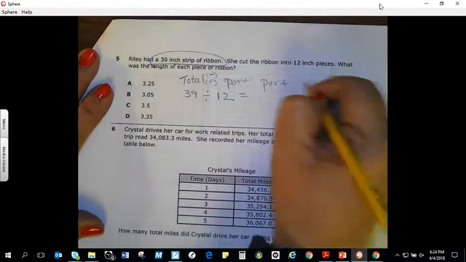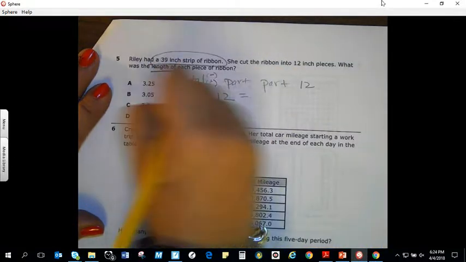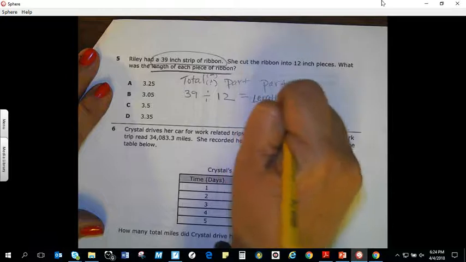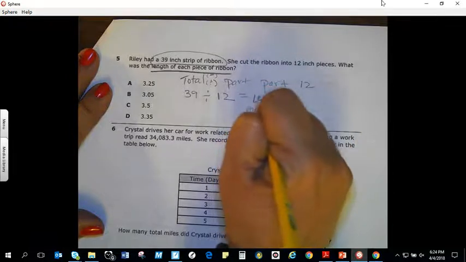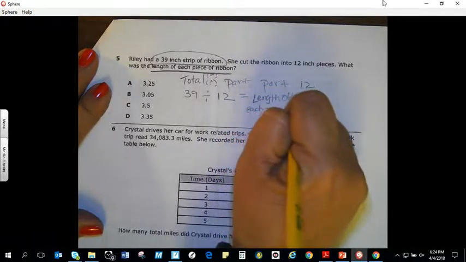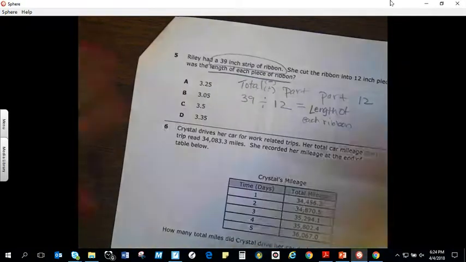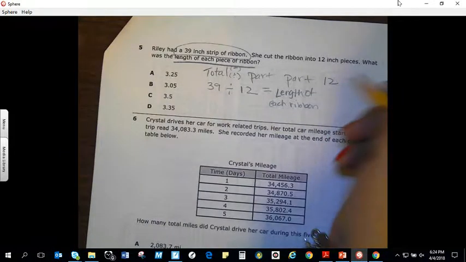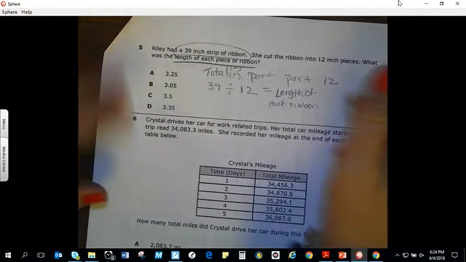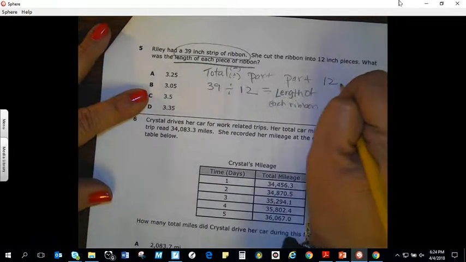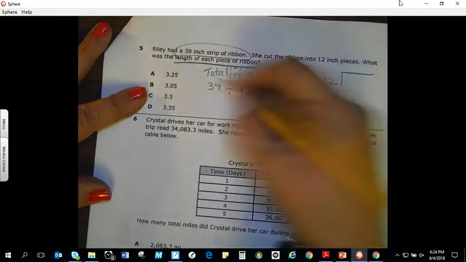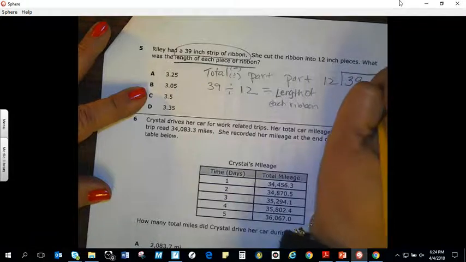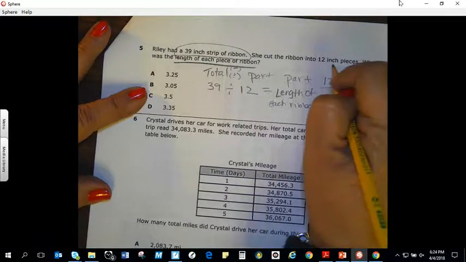So what was the length of each ribbon? So now I'm going to do my 12 equals length of each ribbon. And if you do arts and crafts, this is realistic. You're going to have a long ribbon, and you've got to cut because you're going to make bows for baskets or putting it on children's hair if you're doing a dance or cheerleading. So, and now I'm going to put my 39 here. Okay, and so now I'm going to put my multiplication.